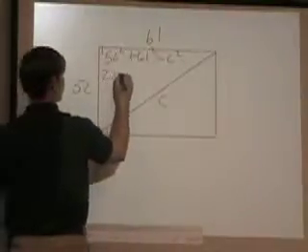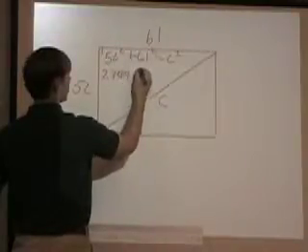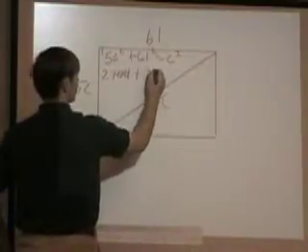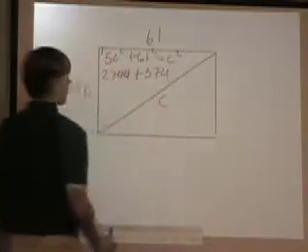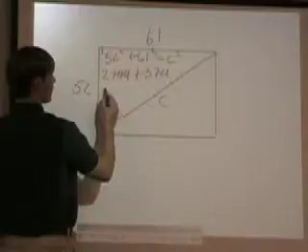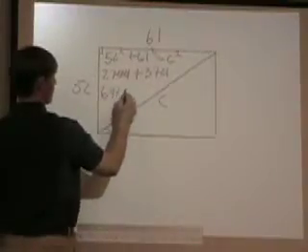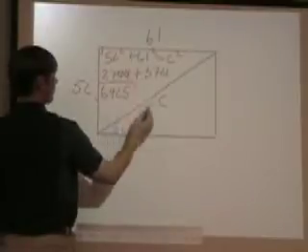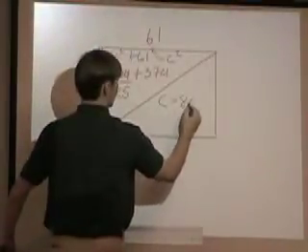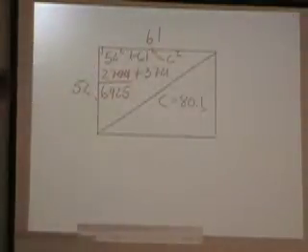2,704. What is 61 squared? 3,721. Add those up, what do you get? 6,425. Now take the square root of that and tell me what it is. 80.1. So this board is 80.1 inches long, right?